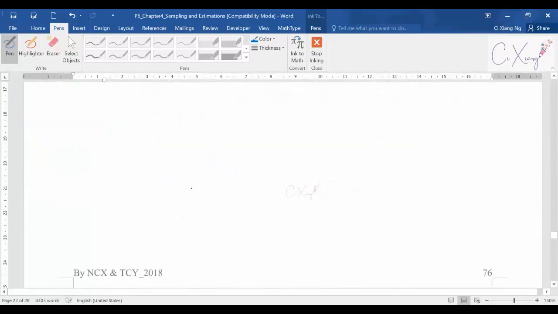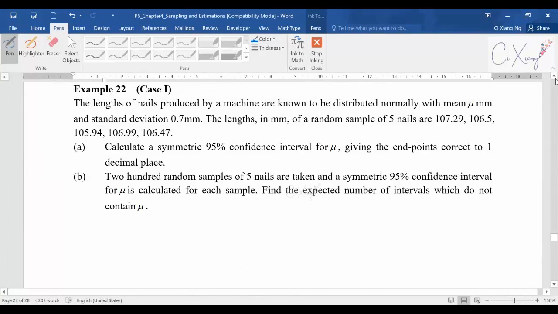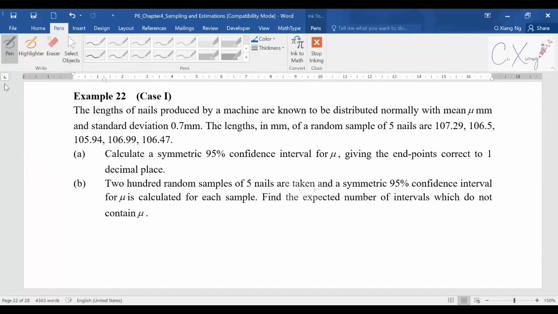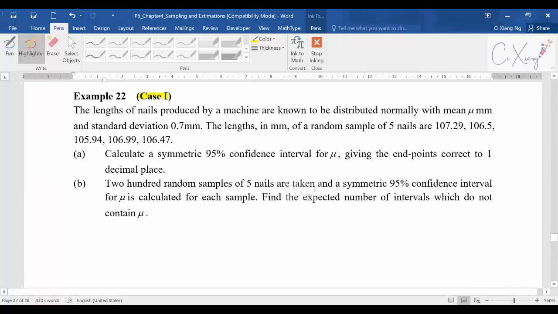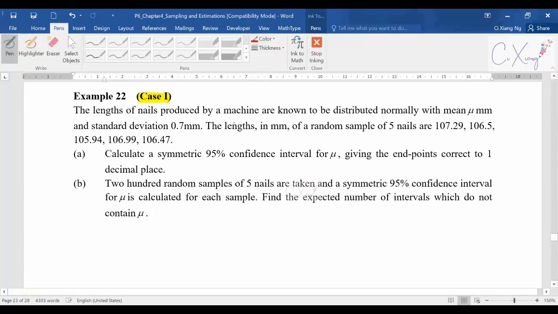All right, so if we proceed further, for example 22, I want you to try on your own. Maybe you can try to figure out and see whether you know why it belongs to case number 1. Here I already highlighted it for you. I already mentioned it here, it is case number 1. But when you try to read the question, assume that you don't know it is case number 1. How do you know that this question belongs to case number 1? This is something that you need to practice.